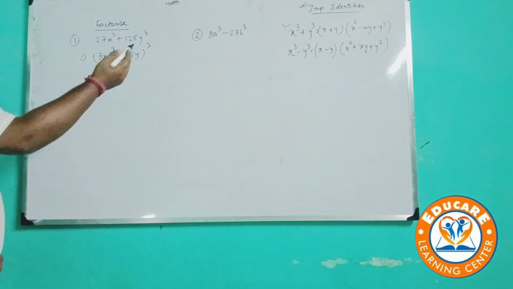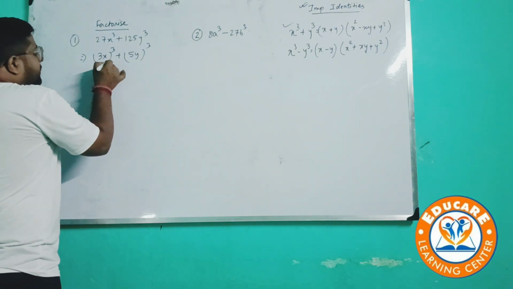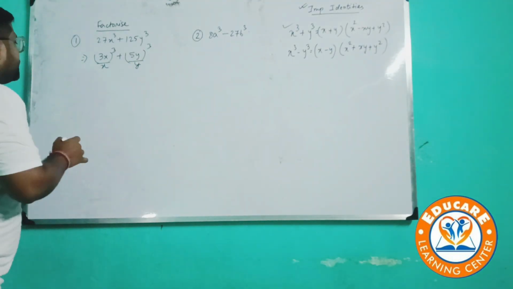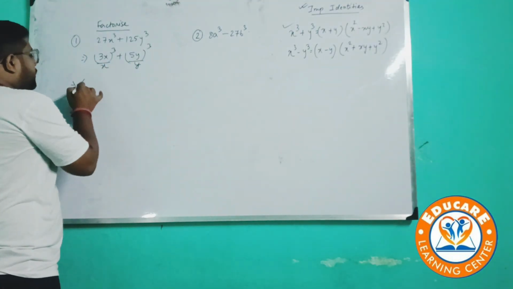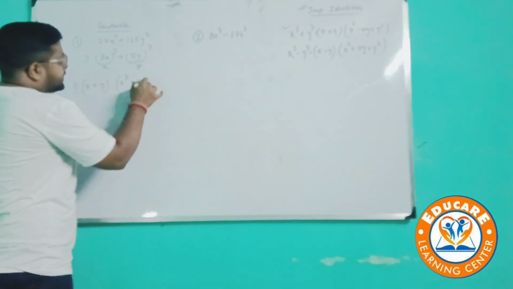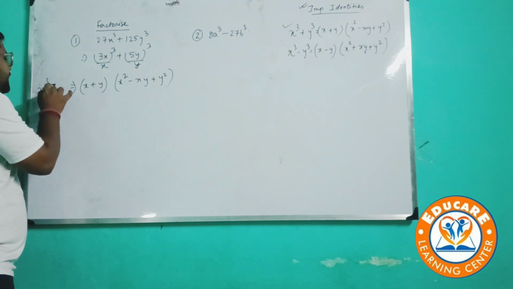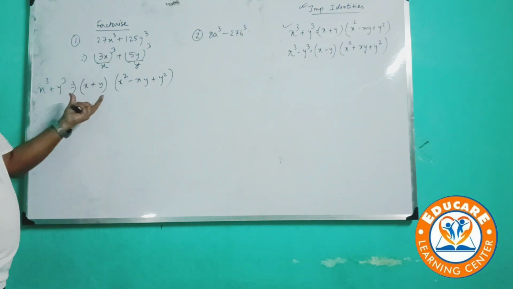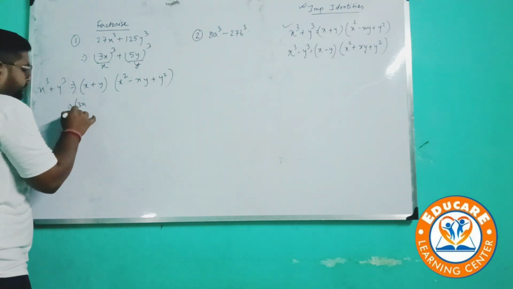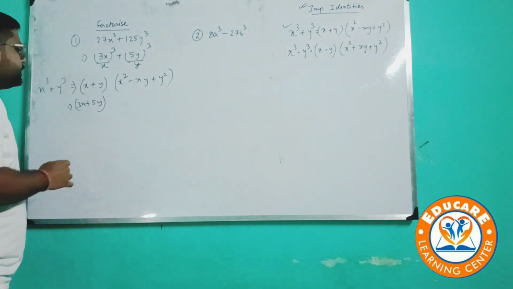So what are we doing? We are using the formula x cube plus y cube. Let us consider 3x as x and let us consider 5y as y. So we can put the formula. Our first part of the formula is x plus y, then x square minus xy plus y square. This was the formula of x cube plus y cube. Since this is a plus sign, we are using the first identity. Now in place of x we are putting 3x plus, in place of y we are putting 5y, bracket close.